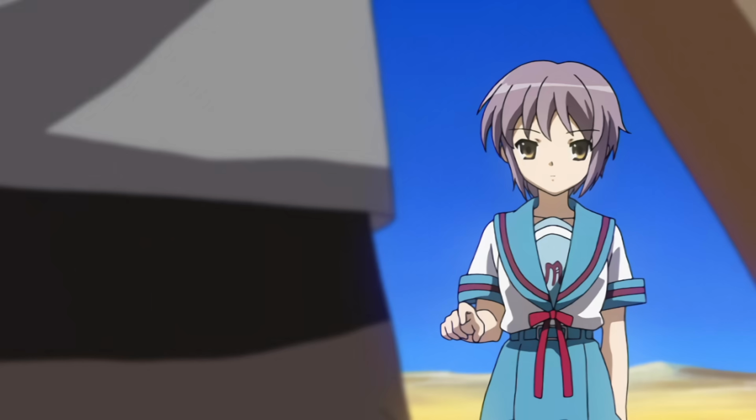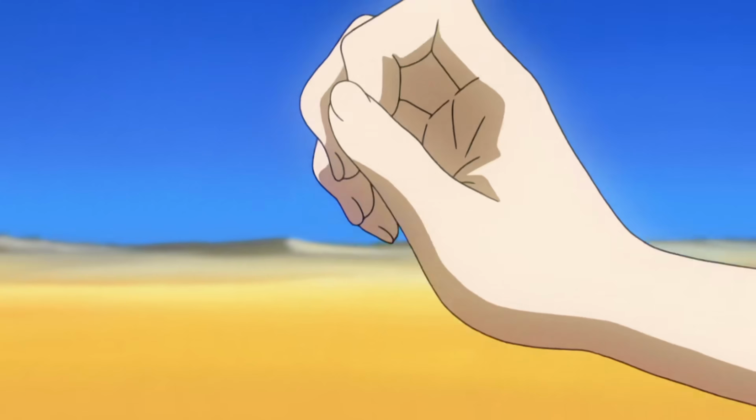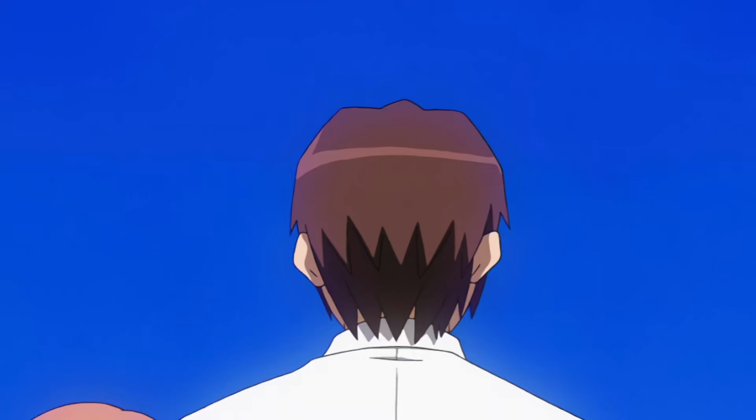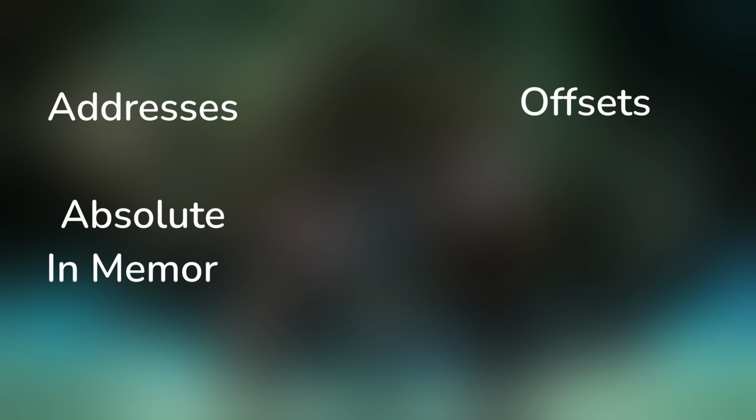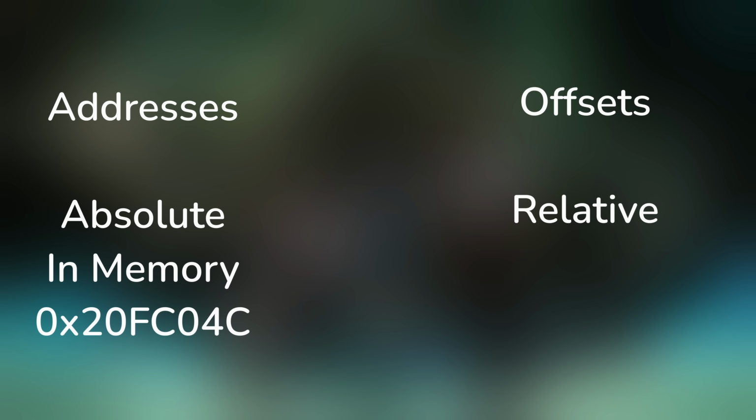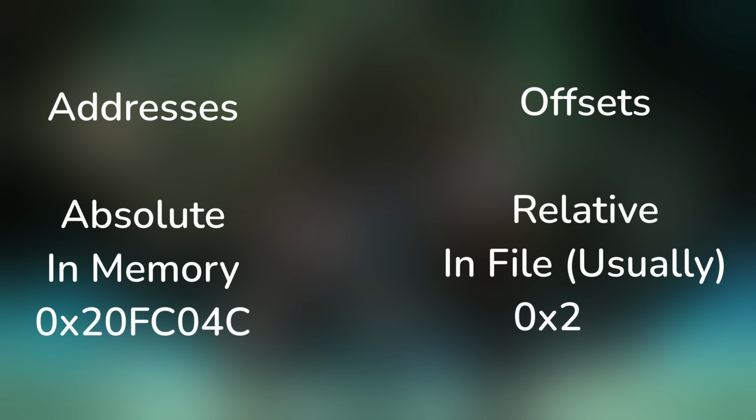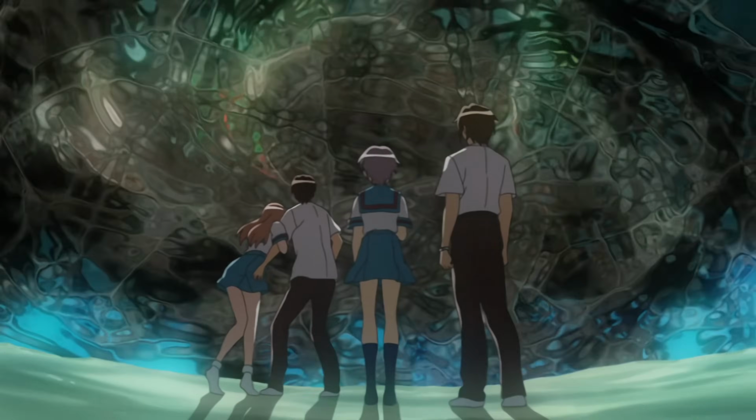Something we're going to be looking for here is pointers. A pointer is a value that points to some other piece of data. Pointers come in two flavors, addresses and offsets. An address is the absolute location of data in program memory, while an offset is the relative location of data in the file. Put a pin in that, we'll come back to it later.